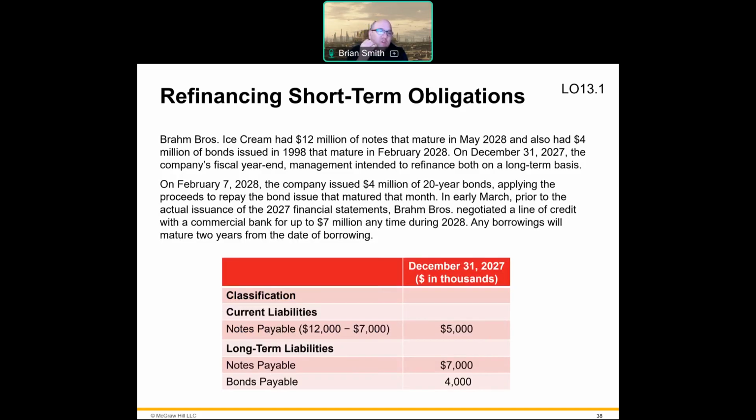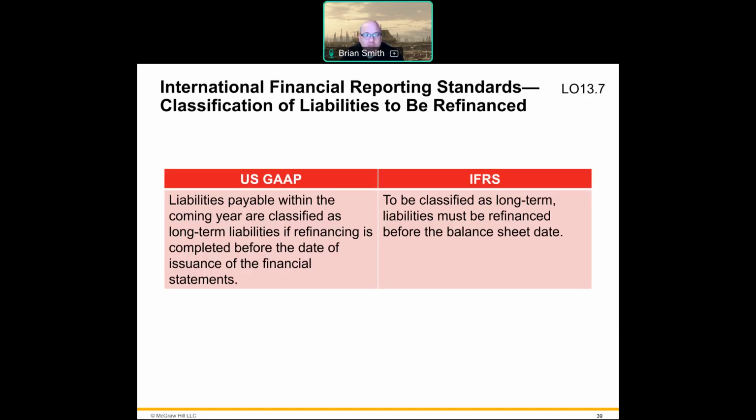On February 7th, 2028, the company issued $4 million of 20-year bonds, applying the proceeds to repay the bond issue that matured that month. In early March, prior to the actual issuance of the 2027 financial statements, Brahms Bros negotiated a line of credit with a commercial bank for up to $7 million anytime during 2028. Any borrowings will mature 2 years from the date of the borrowing.